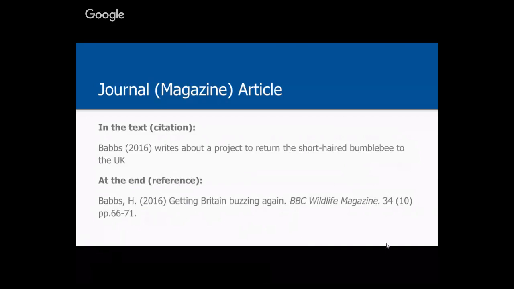So this is a magazine article. In the text, it's another paraphrase. It's got the author and the date. In the reference, it's got the author, the date, the title of the article, the title of the journal. So in this case, it's the journal title that is in italics. The volume number, the issue number, and the page numbers of the article. So if it's just a single page article, it would just be P.7.